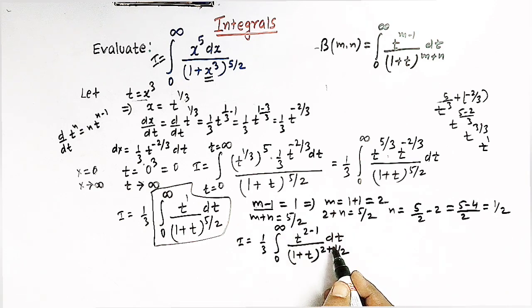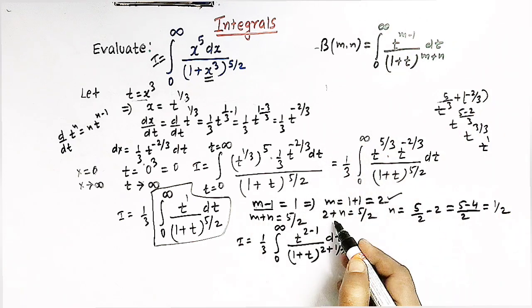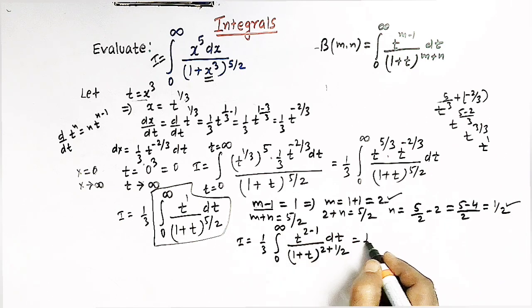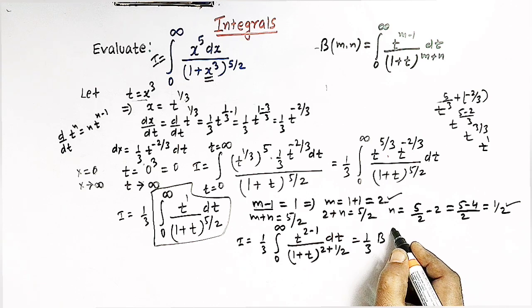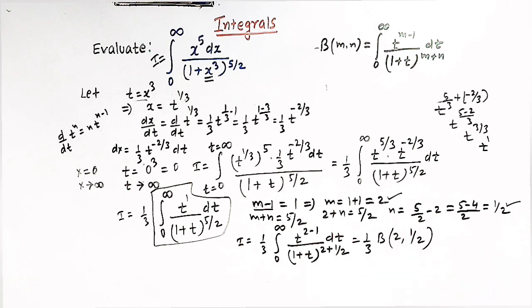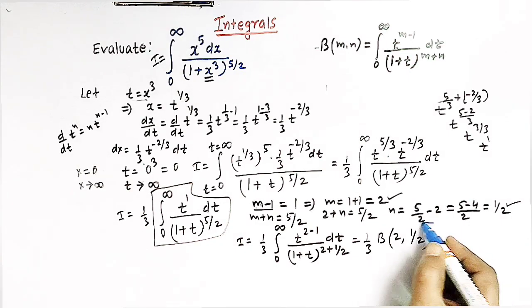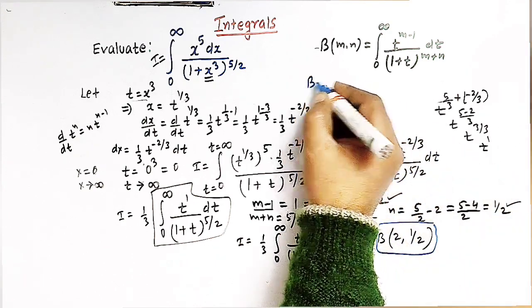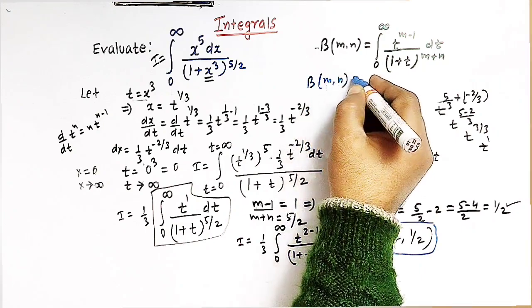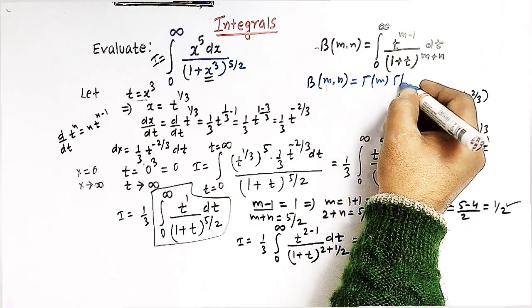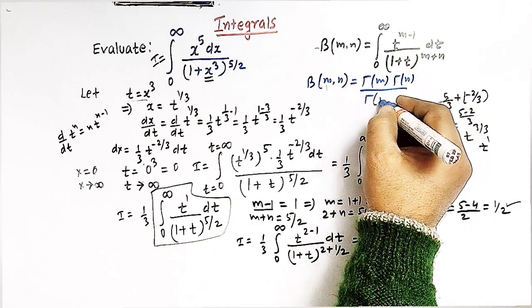So now this integral is exactly of this form. So now the value of m is 2, and the value of n is half. So this is our beta function. So we have 1 over 3 times the beta function m comma n. M is 2 and n is half. So let us now calculate the value of this beta function with the help of this important relation between beta function and gamma function. So beta function is equal to gamma m times gamma n divided by gamma m plus n.